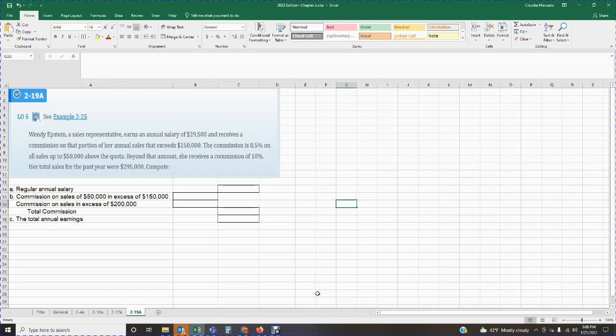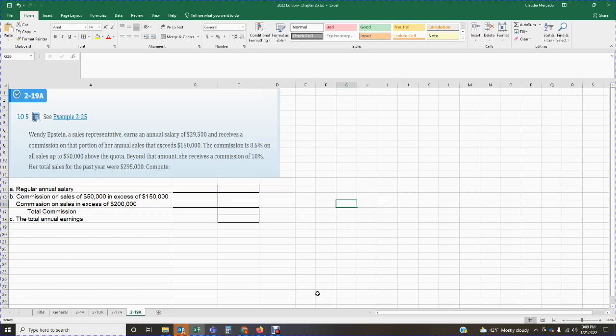Okay, so in this particular problem we have Wendy, a sales representative, and she earns an annual salary of $29,500 and receives a commission on that portion of her annual sales that exceed $150,000. So her annual salary, the $29,500, covers any sales from $0 to $150,000. If she sells above $150,000, she gets paid an extra commission.